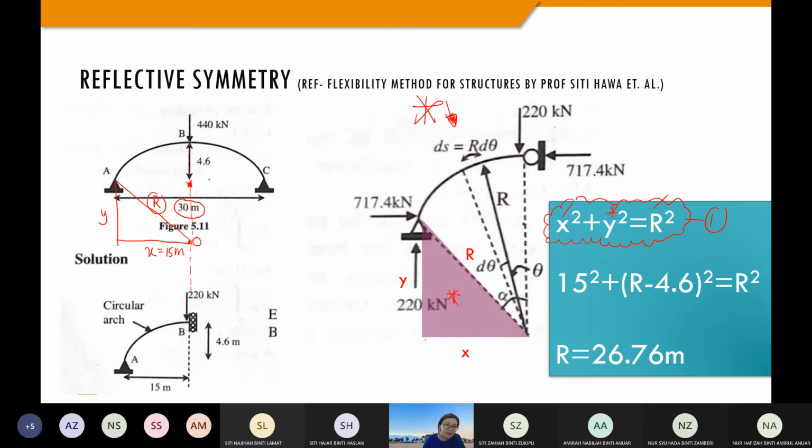So how do we get the Y? Okay, you will know that OB is also R, because B is at the circle and O is the centroid. So O to B is also R. And we already know that A to B, the height, is 4.6. So therefore, for Y, it will be R minus 4.6. Okay, so you can put in the X value, Y value, then you solve for your R.